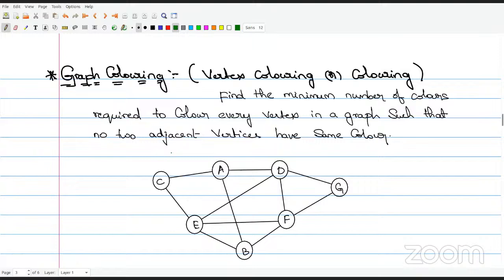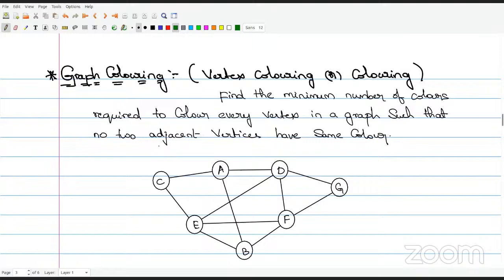What that means is, you have to find the number of colors. If I say colors, you know the colors, right? Red, blue, green, these are the colors. So we have to find the minimum number of colors required to color every vertex in a graph such that no two adjacent vertices have the same color.